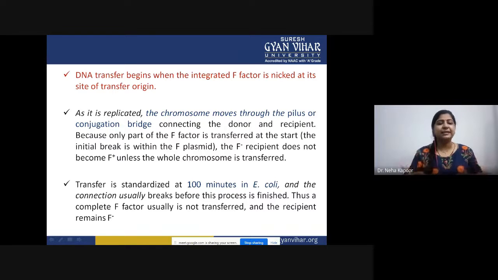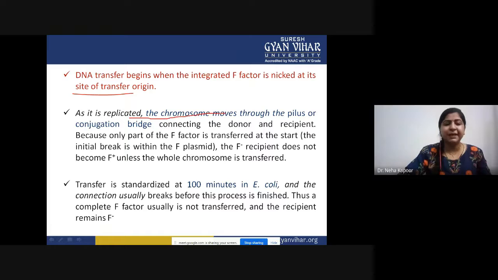So this is again the same thing that I have explained. The DNA transfer begins when the integrated F vector is nicked at the site of transfer origin. Once it is replicated, the chromosome will move through the pilus or the conjugation bridge that is connecting the donor and recipient. Because only part of the F vector is transferred at the start, the initial break is within the F plasmid. However, the F negative recipient will not become F positive until the whole chromosome is transferred.